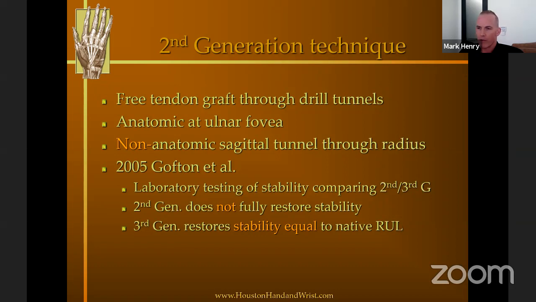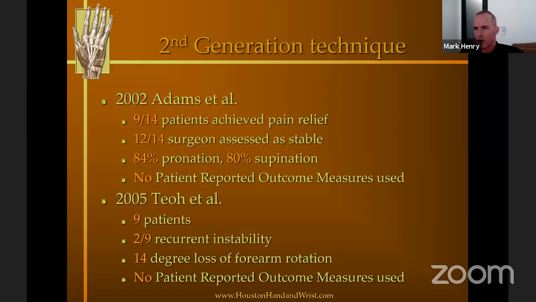There was a good study from '05 from Gofton, where in the laboratory, they took a look at the second generation, which is non-anatomic radius, versus third generation anatomic radius. And they showed clearly in the lab testing that you simply cannot restore the true stability with that second generation technique, but you can restore it equal to a native RUL as long as all of your attachment points are exactly where the true RUL used to attach. So that's the reconstruction that we're going to talk about today.